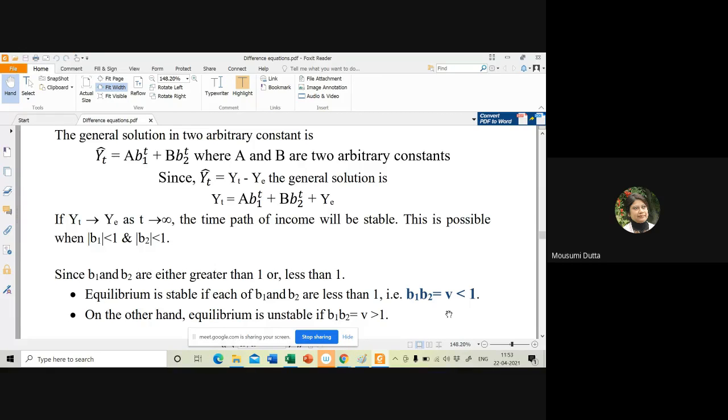On the other hand, equilibrium will be unstable if their product, that is V, is greater than 1. So now you are understanding? Yes, ma'am.